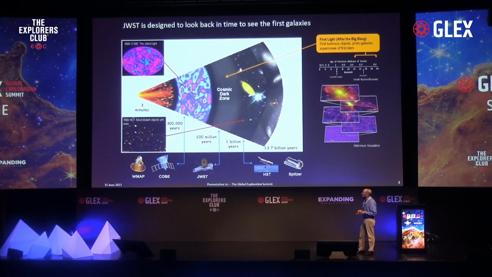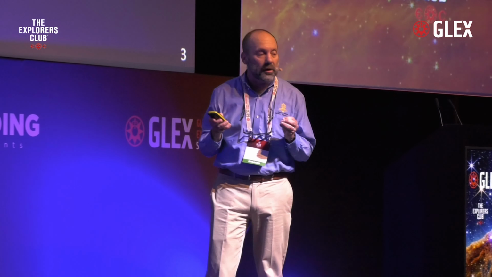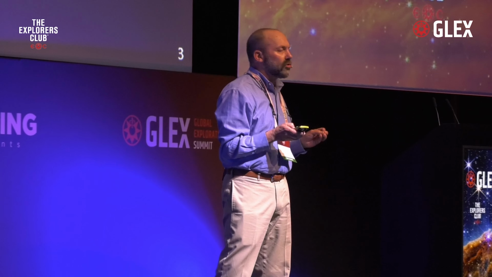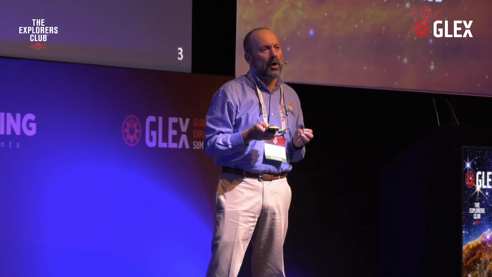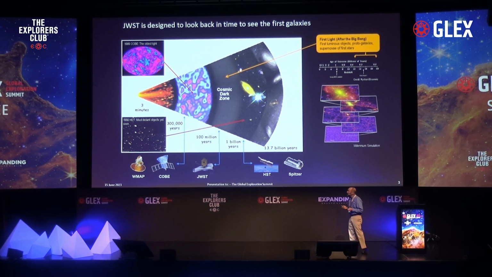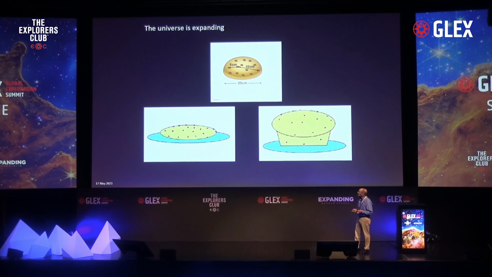And between those two epochs shown on this cartoon is a mysterious, poorly studied epoch known as the cosmic dark zone. And this epoch is of tremendous scientific importance because it is the period in the evolution of the universe when the first stars and galaxies formed. And it's poorly studied because we have never had the right type of telescope in space to study it.